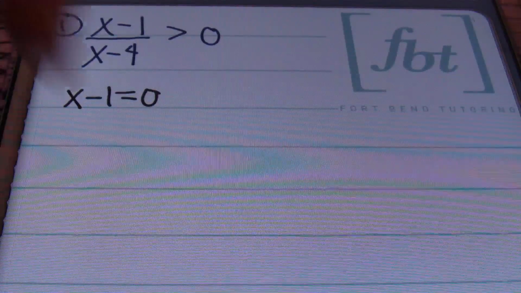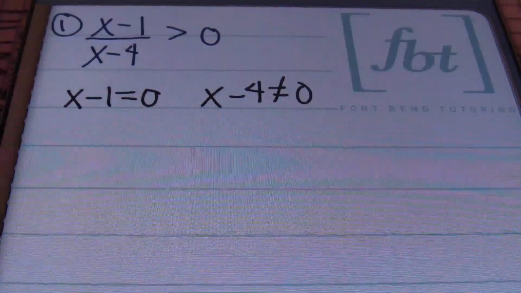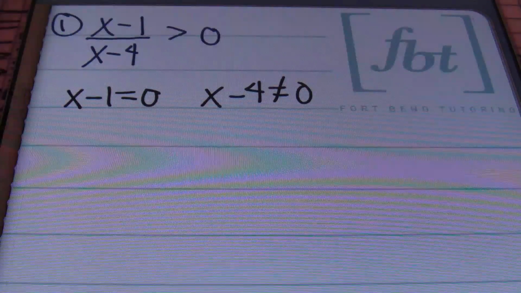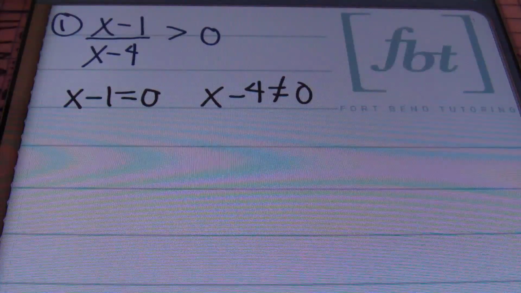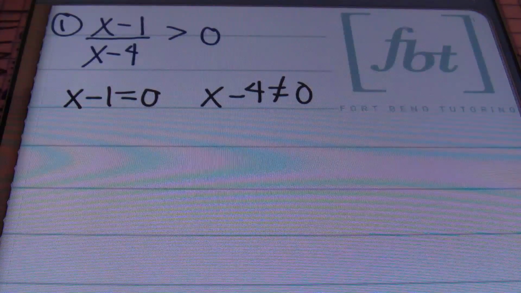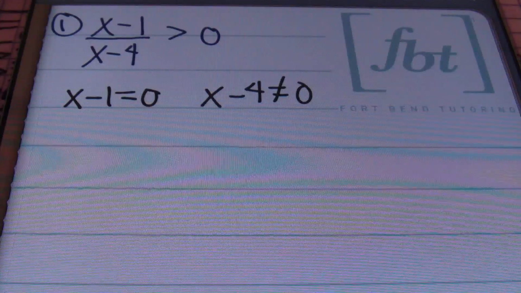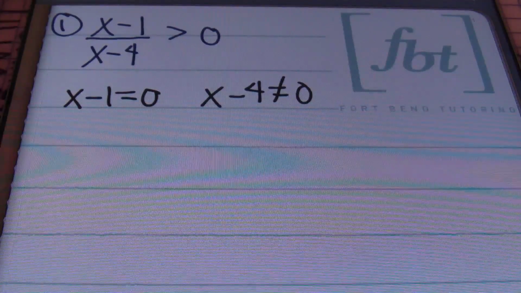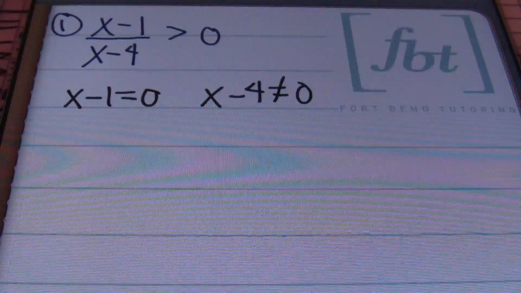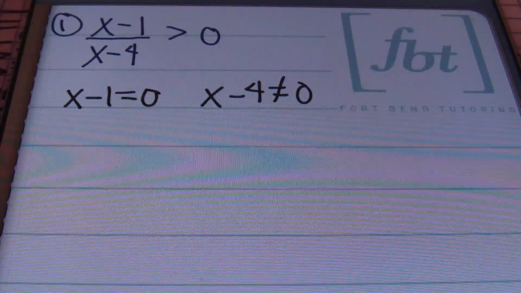to 0. I'll have x minus 1 equal to 0, and I'll also have x minus 4 not equal to 0. The reason why you set your x minus 4 not equal to 0 is because the denominator can't equal to 0. It'll be undefined. It's an undefined scenario. So if you're looking for domain restrictions as far as this is concerned, your denominator cannot equal to 0 because it would make it undefined.